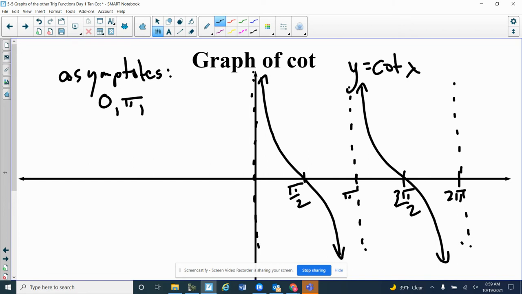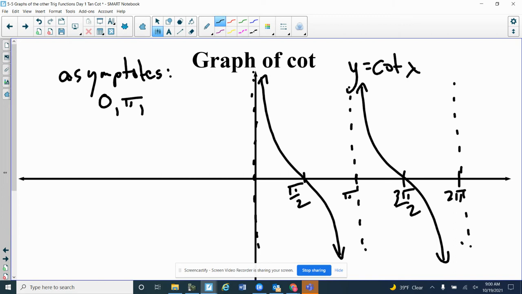So when you're graphing these, as I said, they're not nearly as detailed as the sine and cosine. I'll be looking for two things. Number one, did you put the asymptotes where they're supposed to be? And number two, do you have the right shape? The tangent graph is the one that's increasing. The cotangent graph is the one that's decreasing.